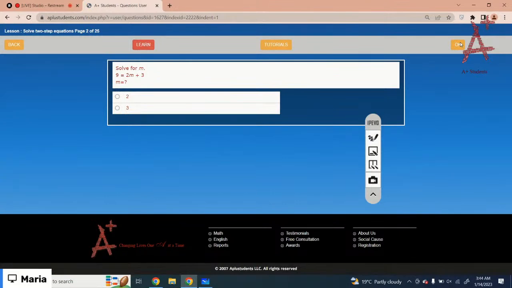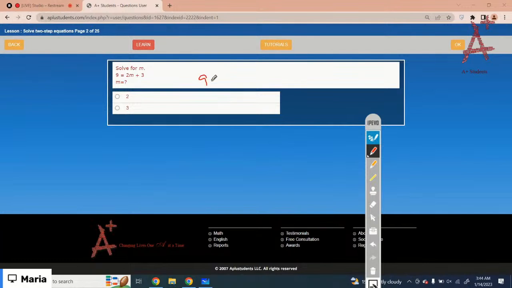Okay, the next one is 9 equals 2m plus 3. So you have to remove that 3, got it? That means you have to subtract 3, got it? You have to do 9 take away 3, got it? Subtract 3 from both sides, so 3 minus 3 makes 0. So you're left with 2m equals 9 minus 3 is 6, got it?